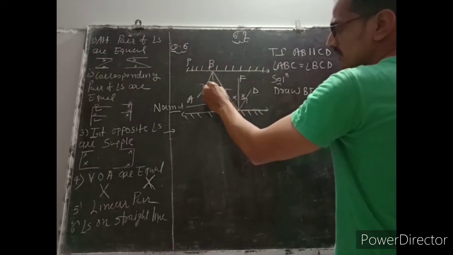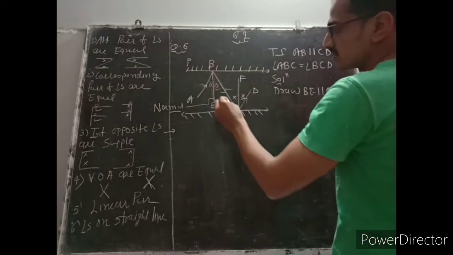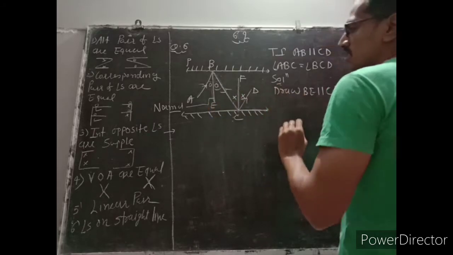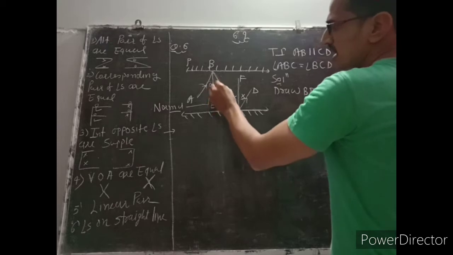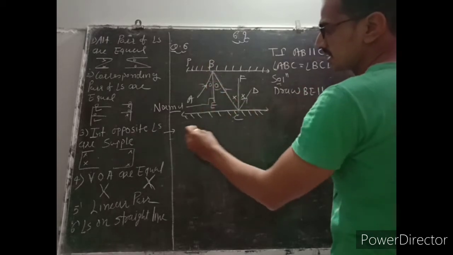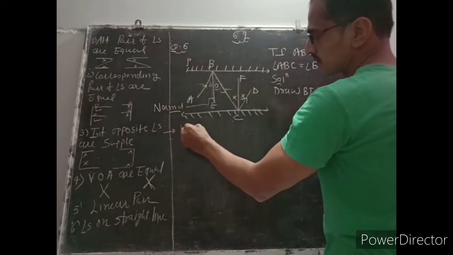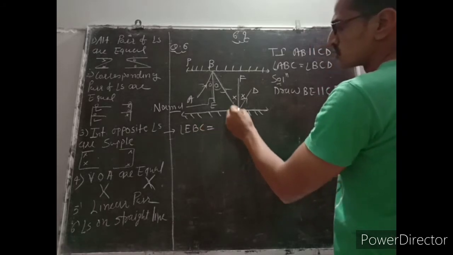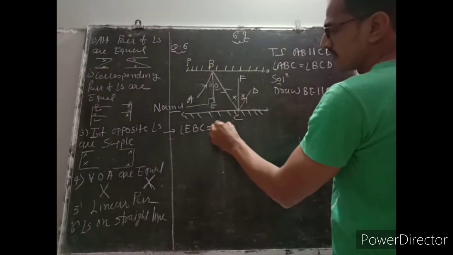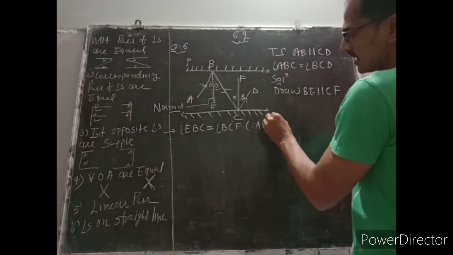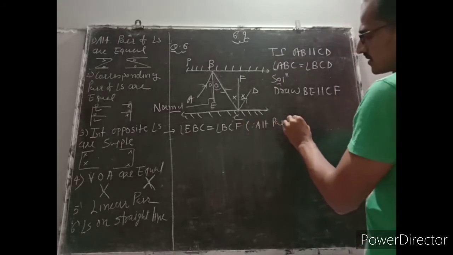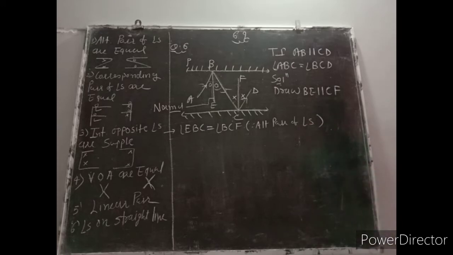So what is the name of this angle? But before that, let us write this angle first. The angle formed at B will be EBC, which is equal to this one, BCF. Alternate pair of angles. Alternate pair of angles.